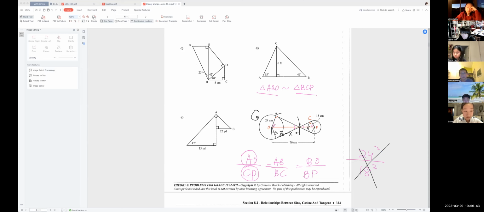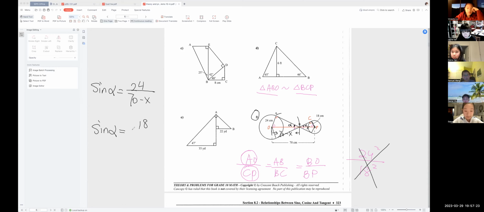Okay, so now everybody, if I name this one as alpha, this one is also alpha, correct, everybody? Now I want to ask you, sine alpha equals what? Is it equal to 24 over 70 minus X? Opposite divided by hypotenuse. Yes. Okay, so let's take a look at this triangle. This sine alpha equals what?